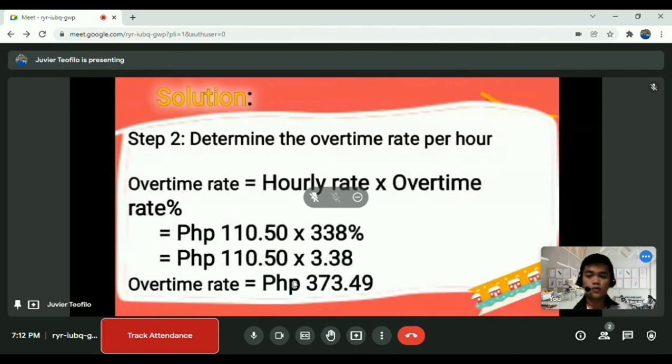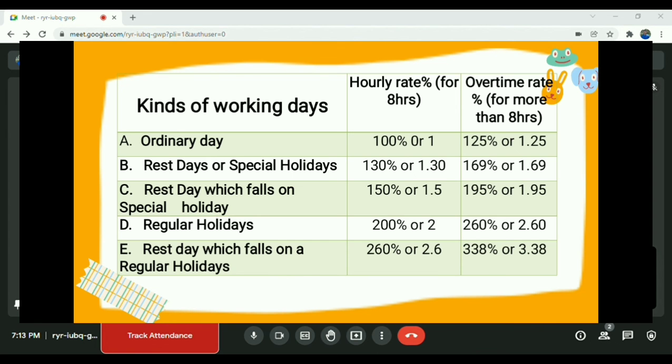So we are now in step 2. Determine the overtime rate per hour. Overtime rate is equal to hourly rate times overtime rate. So, overtime rate. Now, we have 110 pesos point 50 centavos in hourly rate. Multiply by 338%. Okay, 338%, sir, where did you find that? As you observe in our table, we have the overtime rate for more than 8 hours.